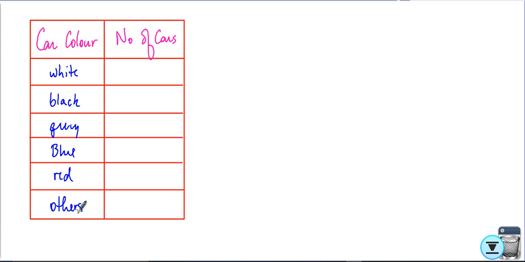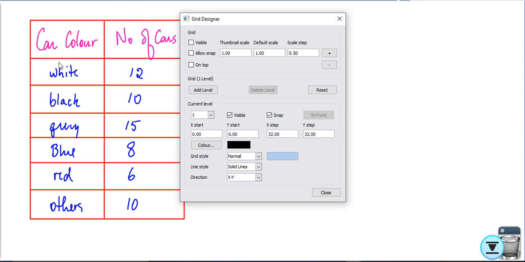Okay, so we went to a car park. We started counting the cars which were white. There were 12 of them. There were 10 which were black, 15 which were gray, 8 which were blue, 6 which were red, and 10 other colors. So that was our data. Now it is about car color. The data is discrete, so the graph should be drawn with bars, each separated from each other. So let's draw the data.